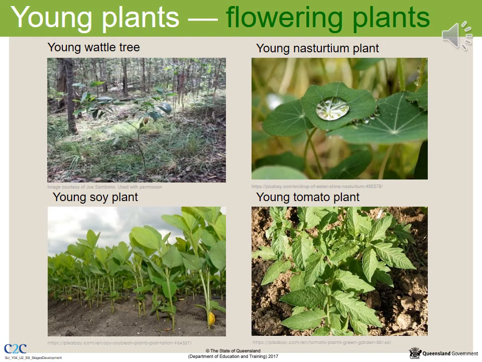So here's our seeds that have moved from their seed state through their seedling, and now they're a young plant. So you can see the young wattle and the young nasturtium and the young tomato and the young soy plant. This is where they do all that growing and changing and developing so that they can turn into an adult and get ready to make seeds for the next round of life.